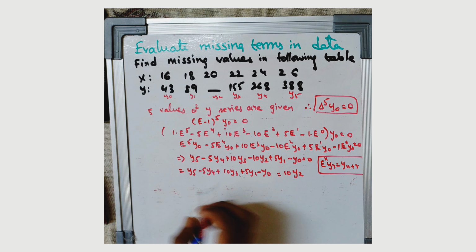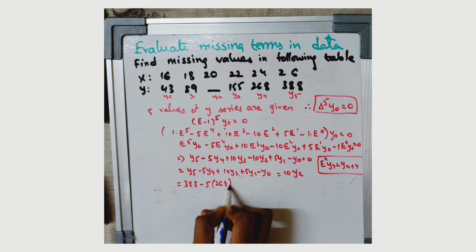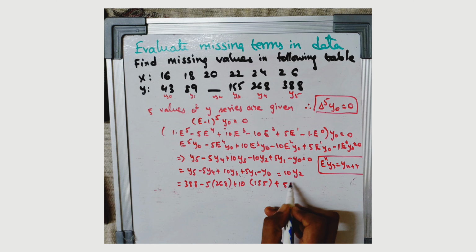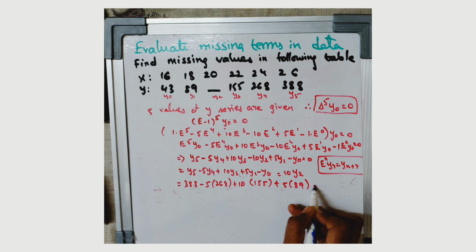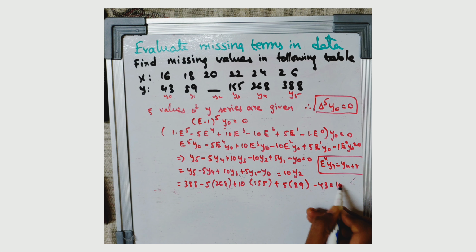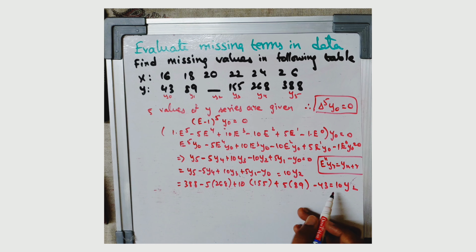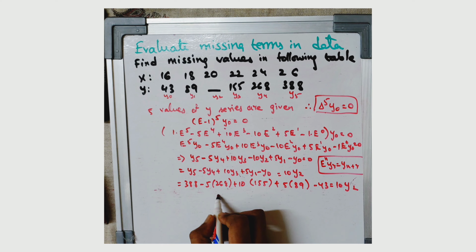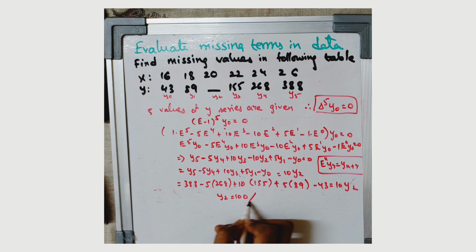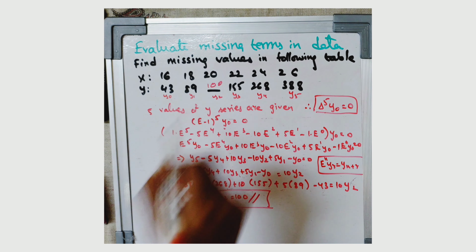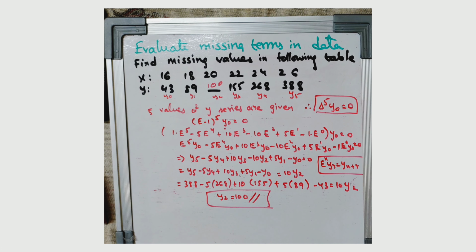Substitute the values. That is y5 is 388 minus 5 into y4 is 268 plus 10 into y3 is 155 plus 5 into y1 is 89 minus y0 is 43 equals to 10 y2. So just calculate the whole thing. You will be getting y2 as 100. Okay, so the value of y2 is 100. In this way you can find the values of the missing terms.